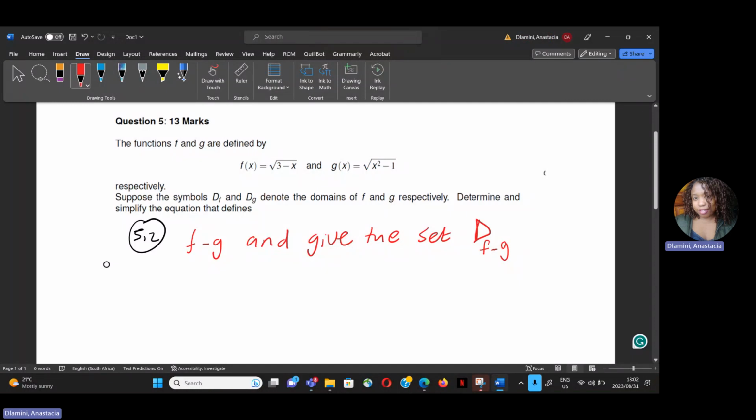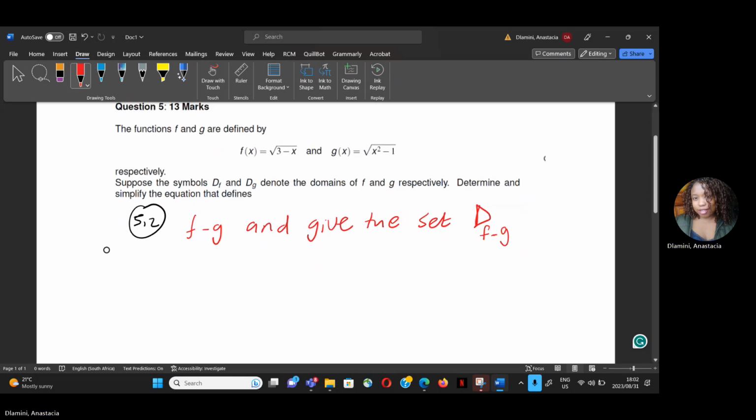Hi everyone. So in this video, looking at question 5 from assignment 2. So we're looking at 5.2. Now, before you actually watch this video, please make sure that you watch 5.1, because then I'll be referring a lot to 5.1 to actually solve 5.2.